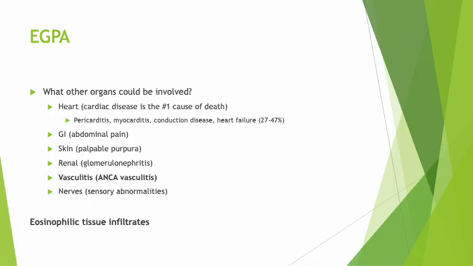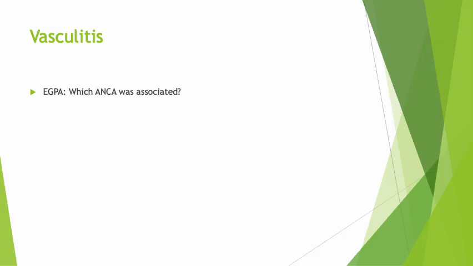Many of these patients will develop heart failure. They can also have conduction system disease with things like bradycardia. They can also have abdominal pain from things like GI involvement, palpable purpura, you might see some dermatologic signs, glomerulonephritis if the kidneys are involved. They can have some sensory abnormalities with nerve involvement, and a big buzzword you're going to notice is eosinophilic tissue infiltrates. So this is our P-ANCA. You might also see anti-MPO.